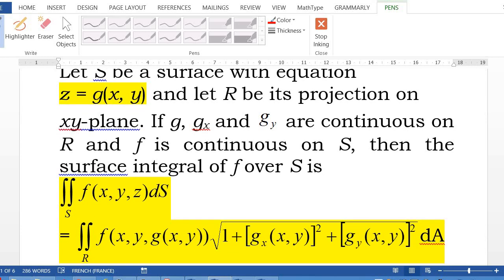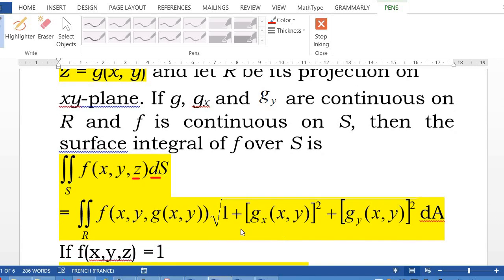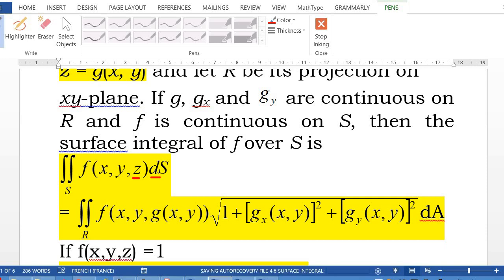To evaluate the surface integral here, we replace z with the function g(x,y). dS is one unit of the surface area. Remember, we define the surface area of the surface z equals g(x,y) in double integral as the square root of 1 plus g_x squared plus g_y squared dA over the region R. This means when you project a surface onto the xy-plane, you get the region R here.